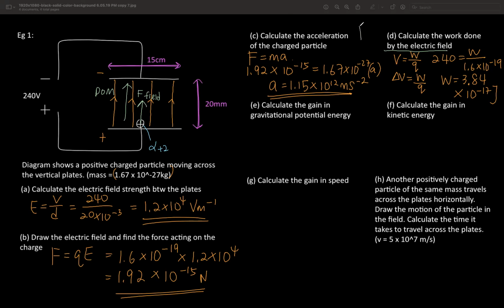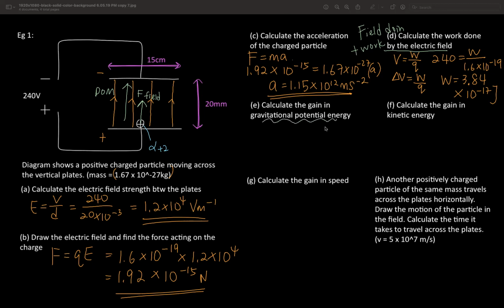Okay, so the field is doing positive work. All right, part E. Calculate the gain in the gravitational potential energy.